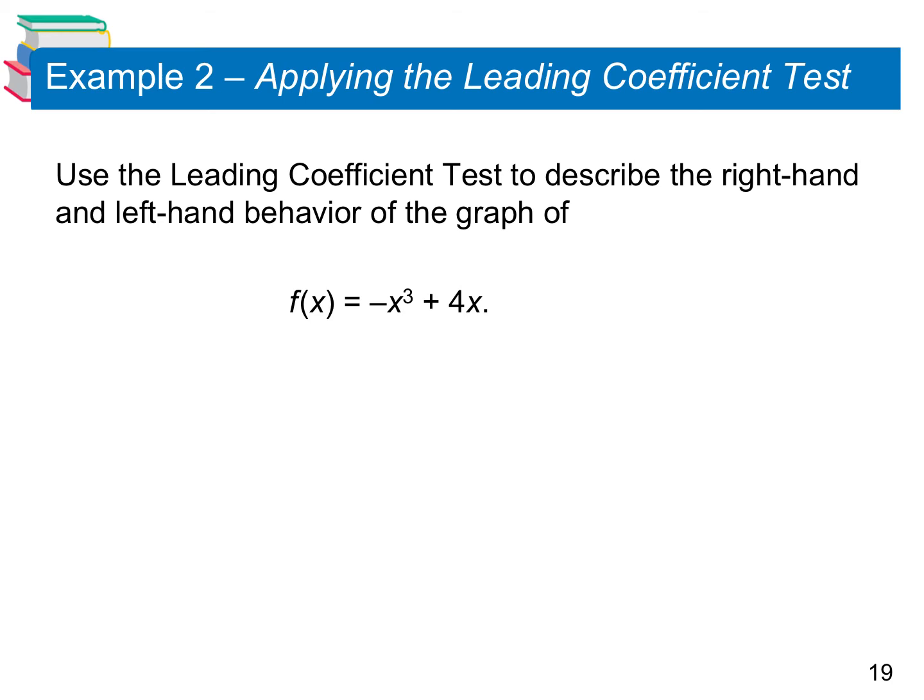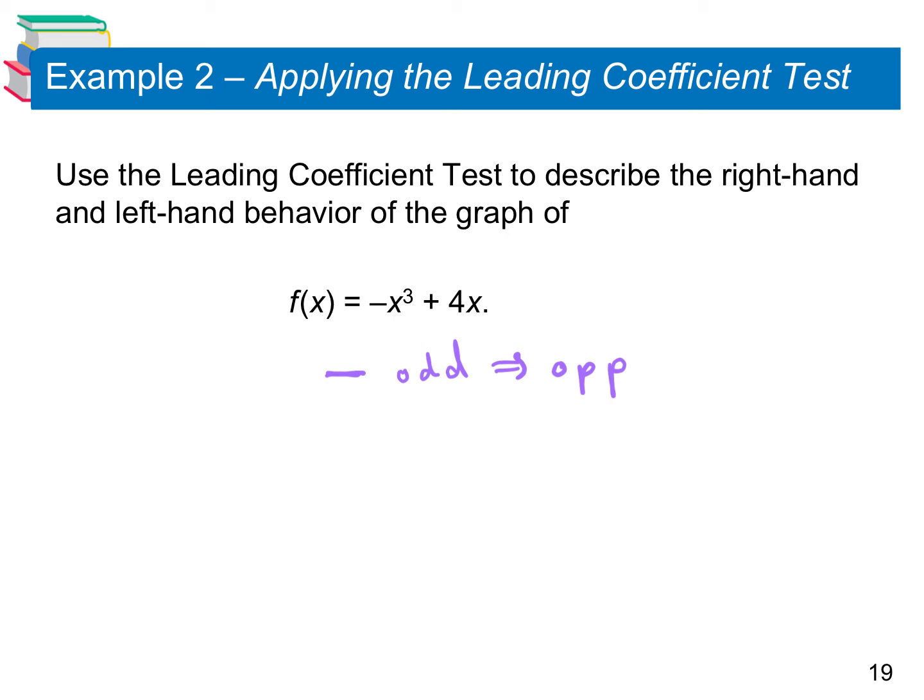All right, in example 2, we're just applying the leading coefficient test. So it says use the leading coefficient test to describe the right and left hand behavior of the graph. So is our leading coefficient positive or negative? Negative. And is it even or odd? It's odd. So is it going to go in the same direction or opposite directions? Opposite directions.